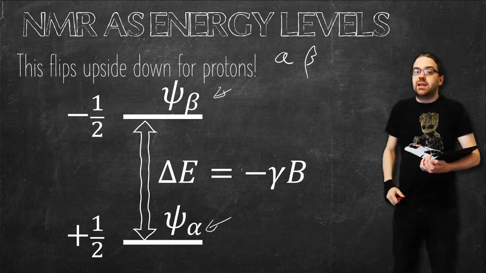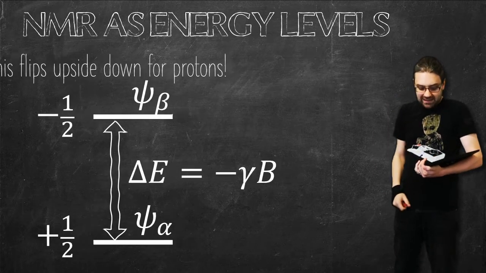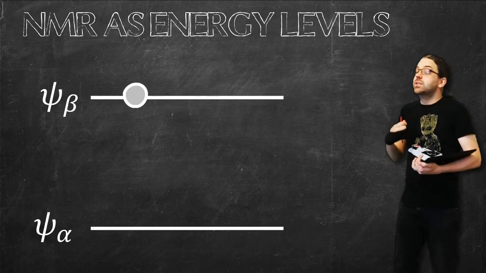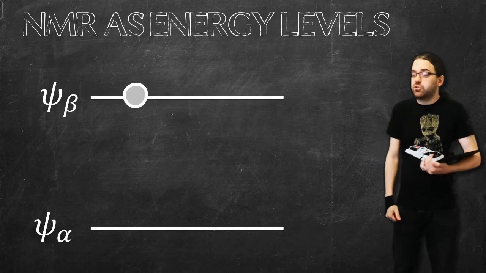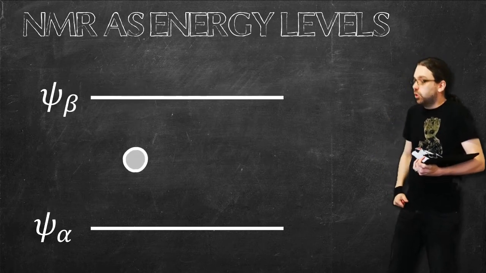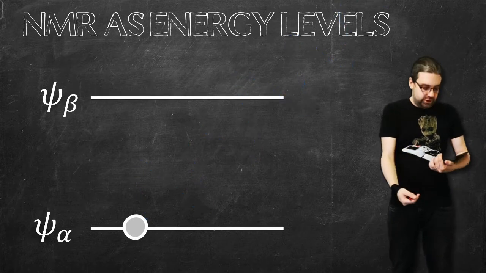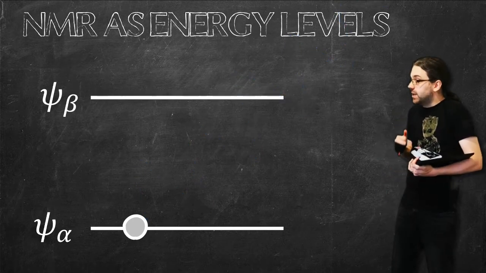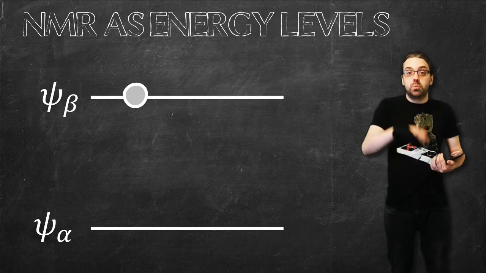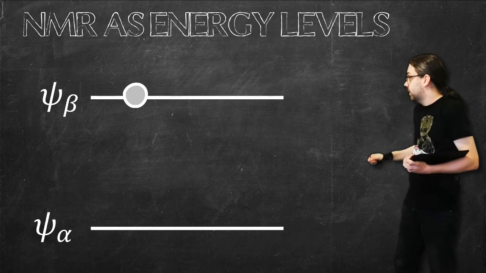But the energy difference there is proportional to the magnetic field. And that means we've got two energy levels. This can work like any other form of spectroscopy. If we've got something in a higher state, it can drop down to a lower energy state and release energy. Or we can put energy in and it promotes it to a higher energy state. So we've got absorption and emission spectroscopy happening.